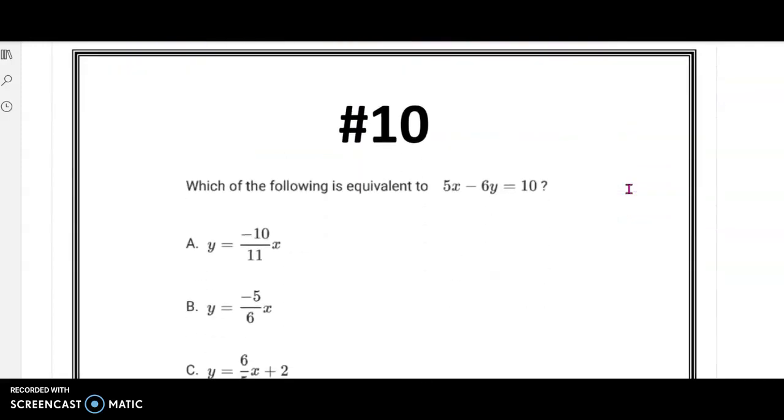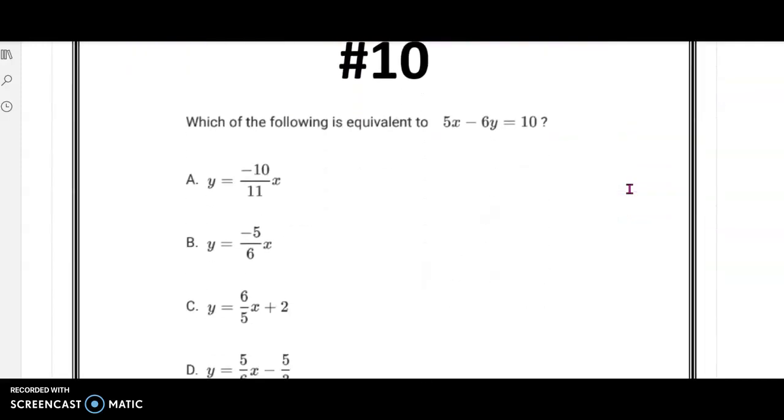Okay, take a moment to answer question 10, the very last one, and that will conclude the top 5 most missed questions on the Unit 1 test. Work through this problem, pause the video, and then unpause when you're ready to check your answer.